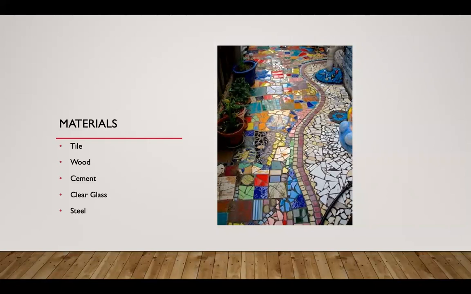The materials that I would like to use are tile, wood, cement, and clear glass and steel. So, like I said, I would want to use recycled materials. Growing up in Costa Rica, it was very common that people used pieces of tile that were left over from construction or maybe broken. And if you go to a store, they usually sell broken tile as well.